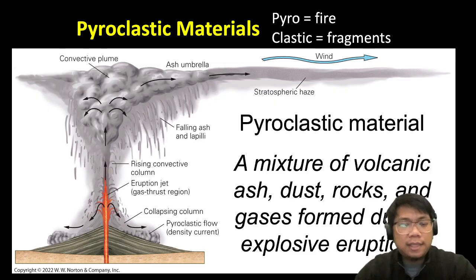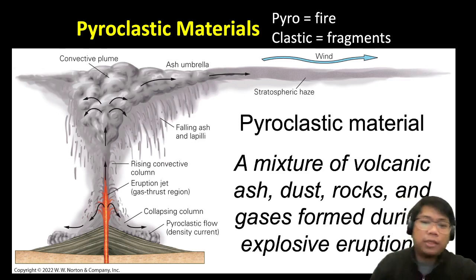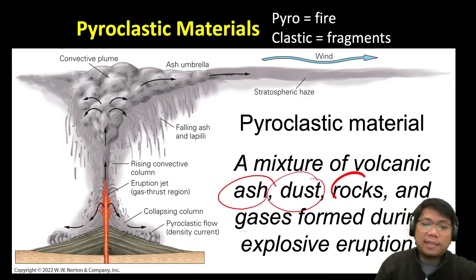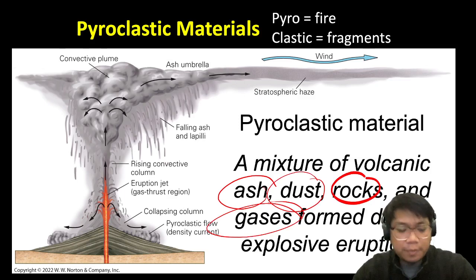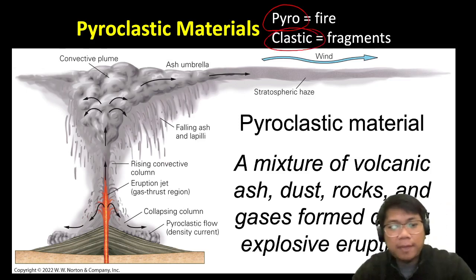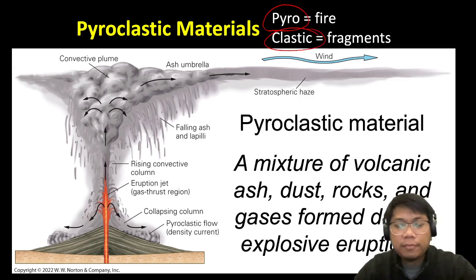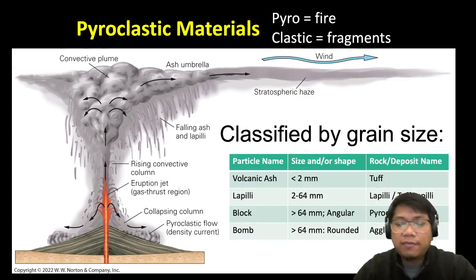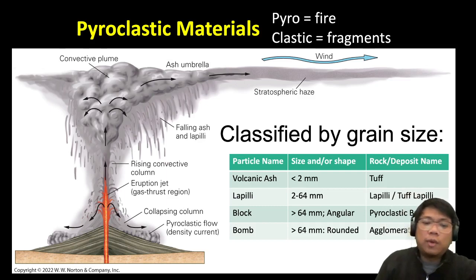Okay, so again, this is the definition of pyroclastic materials: a mixture of ash, dust, rocks, and gases during explosive eruptions of stratovolcanoes. Remember, pyro means fire, and clastic means fragments. Then these materials can be classified based on their grain sizes. The smallest one is called volcanic ash. After that, we have lapilli, and the larger ones are called blocks or bombs.